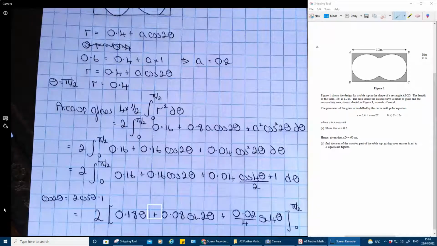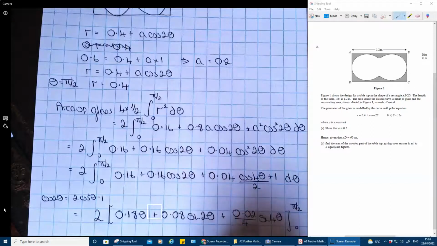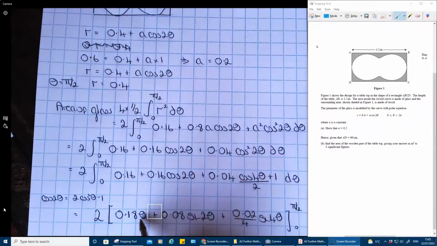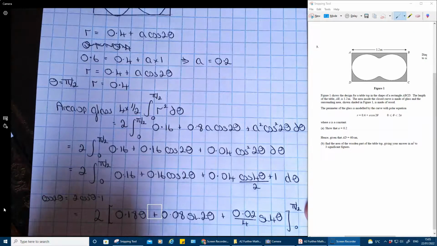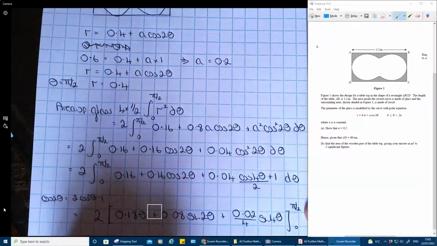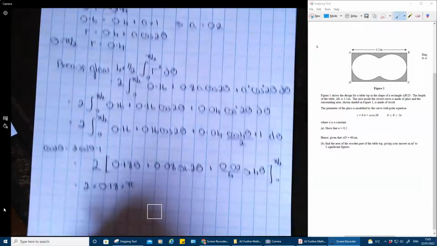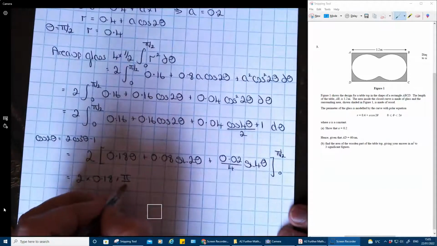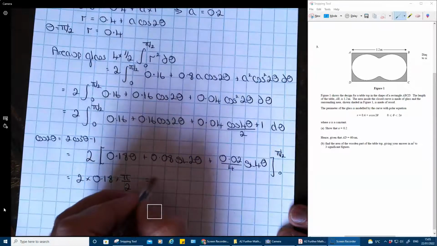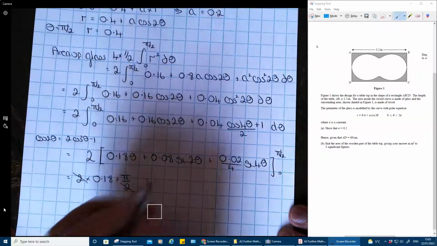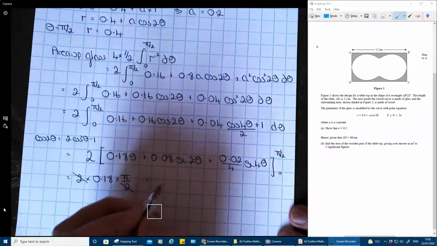and 0. We put 0 in, all 4 terms are 0, so that's easy. We put pi by 2 in, sine of pi is going to be 0, that's going to be 0, so only left with this term here. Okay, so all we're left with is 2 times 0.18 times pi by 2. So 2's cancel, so we're left with 0.18 pi.